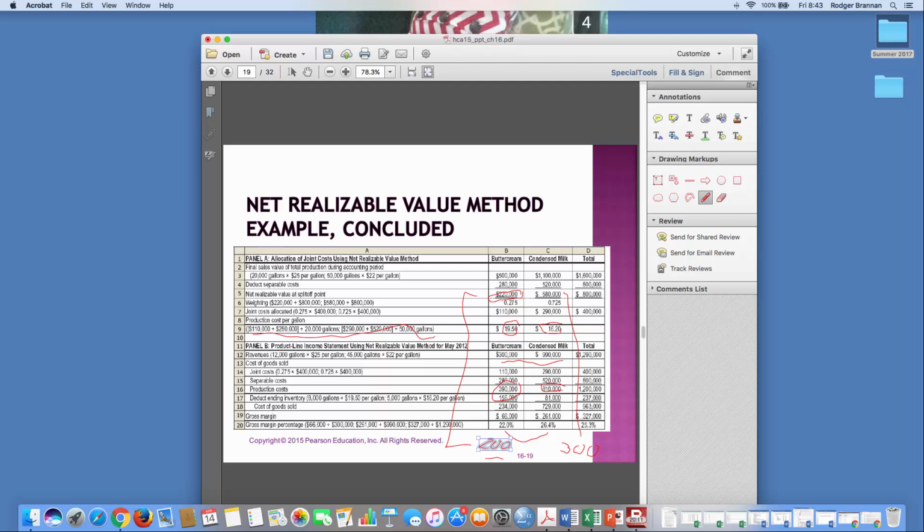Now, I'm under no obligation. Let's say that the separable cost here were $320,000. Well, that would take me below $200,000 if that were the case. And so I would not process it further. I'm under absolutely no obligation to process a product further. I only want to do that if the total net realizable value will be greater than what I could get for it at the split-off point.